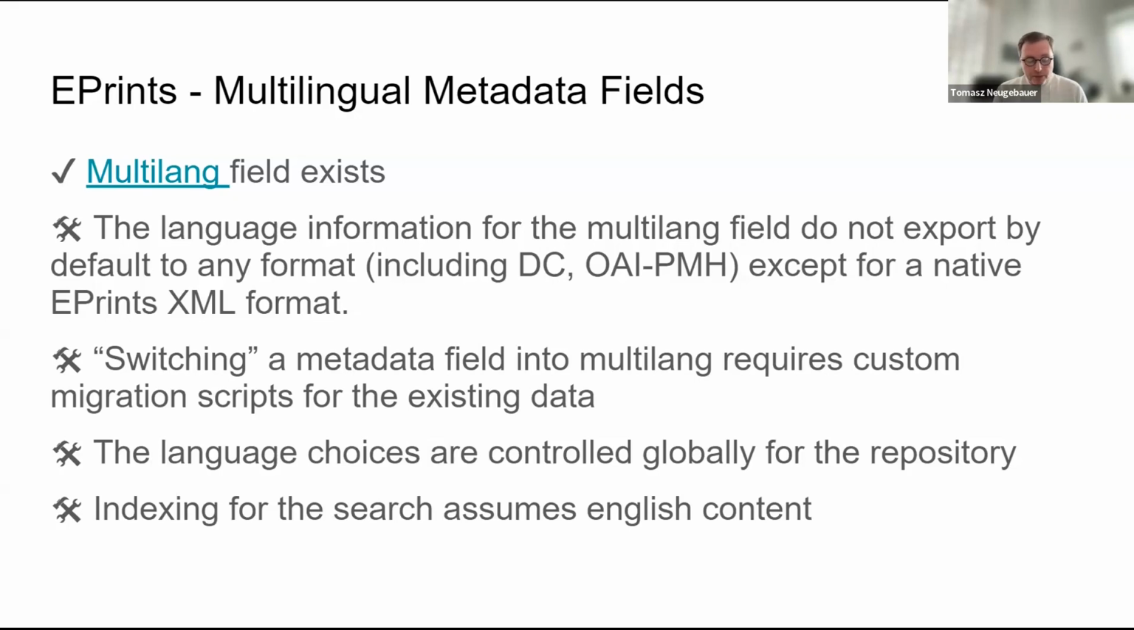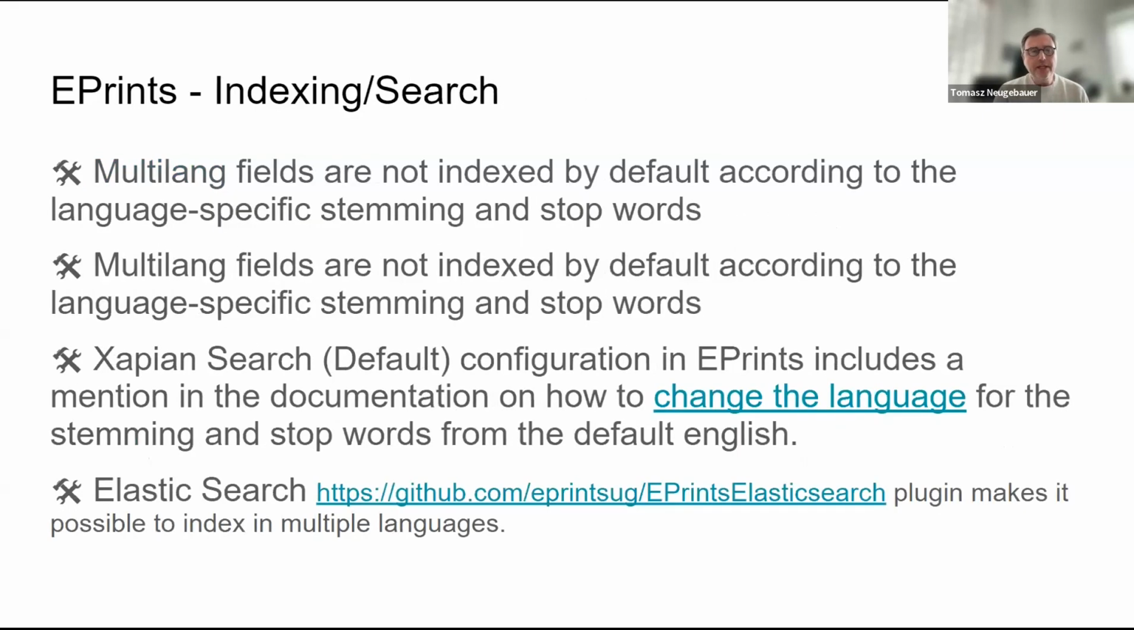As I mentioned, the options for which languages are even possible or would be listed as options are controlled globally for the whole repository. And lastly, the internal search engine indexing assumes English anyway. Although there is some documentation on how to switch that to a different language globally, in general, about indexing and searching, the assumption is English for indexing. That includes things like stemming and stop words.